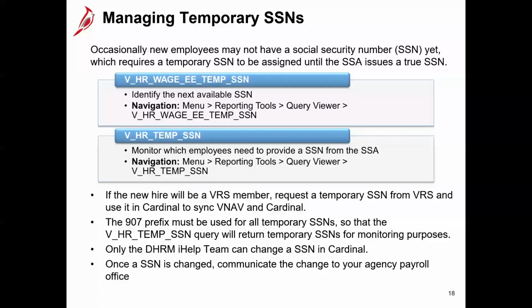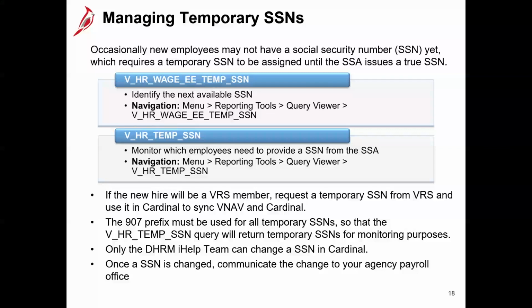So, managing temporary SSNs. There are agencies that will occasionally need to use a temporary SSN in Cardinal so that they can pay their employees until the employee receives or is assigned an SSN via the Social Security Administration. The two queries that we're going to discuss that are resources for you are the VHR wage employee temporary SSN query, and then the VHR temp SSN query. The first query, the wage temporary SSN query, is what you'll utilize to identify the next available SSN. And the second query, the temporary SSN query, is what you use to monitor when an employee has been provided a temporary SSN and that SSN has been entered in Cardinal.